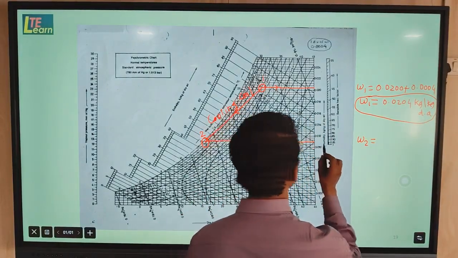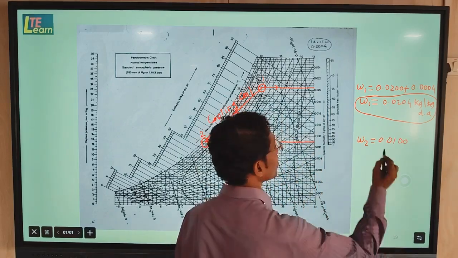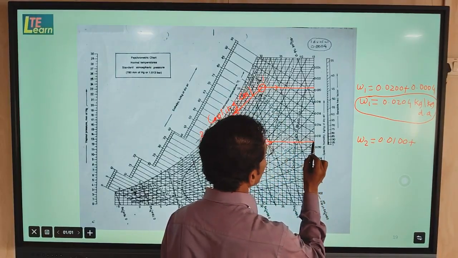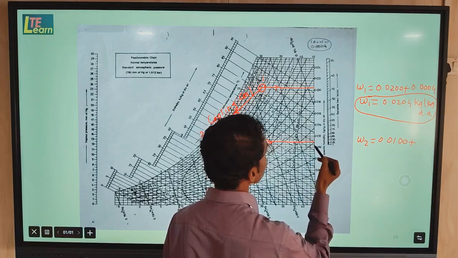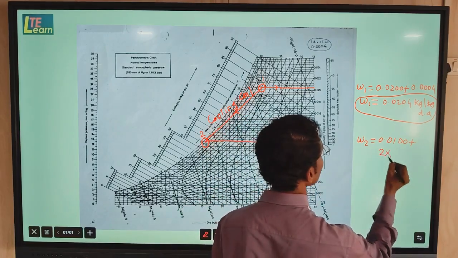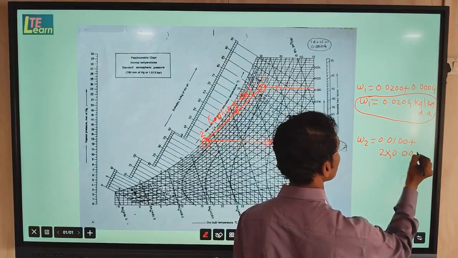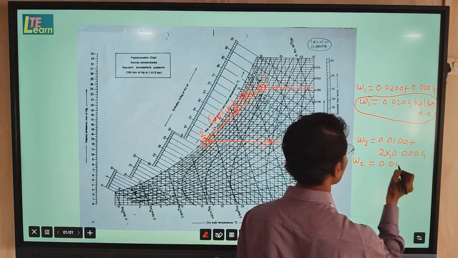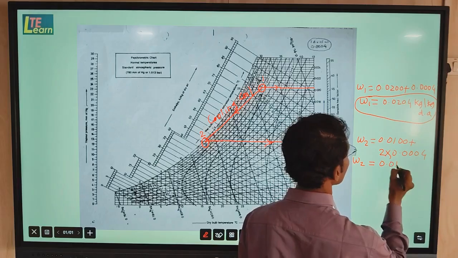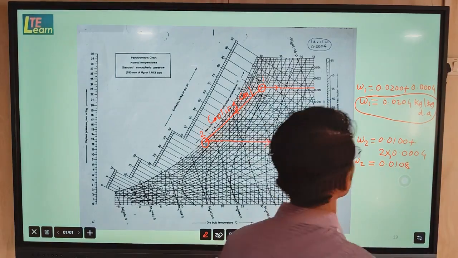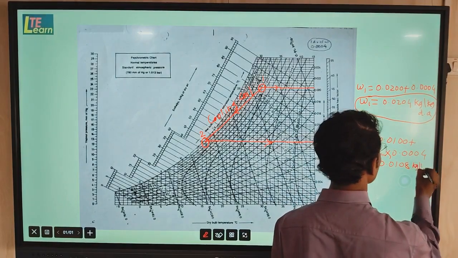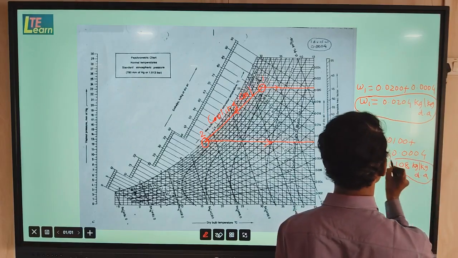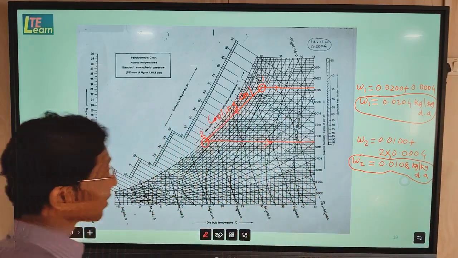Similarly, we can find this value. Now if you see here, the reference 0.0100 plus here this point is above by the 2 divisions. So 2 divisions means we have to take double of this 0.0004. So by doing this calculation, we find the value of this point, that is 0.0108 kg per kg of dry air. So this is the humidity of point number 2.